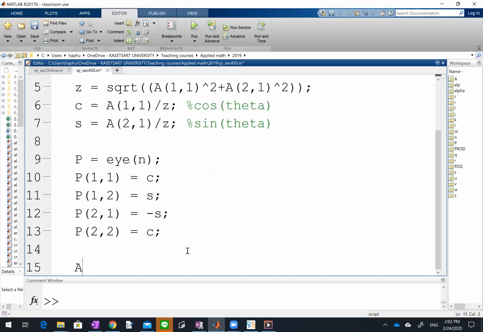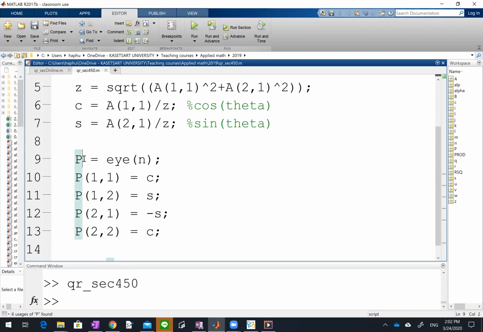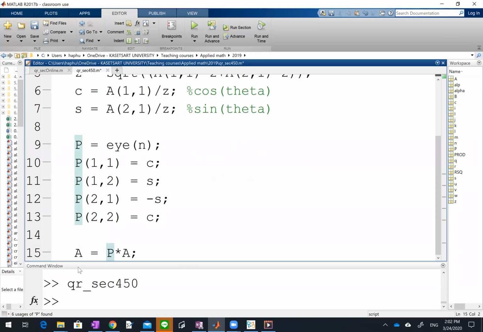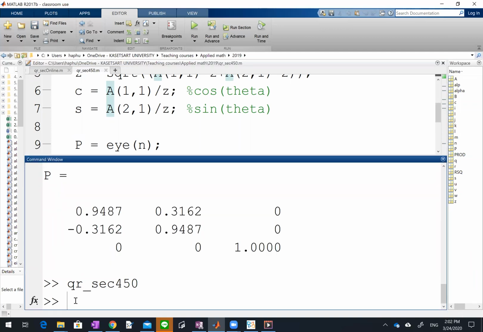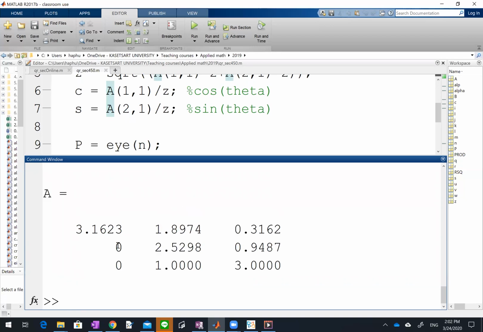Now, my new A is going to be P times A, okay? If I multiply by my P2, this is actually P2, but I don't want to use P2. I want to use the same name, P, for all the P's that I use, so I can make a loop here. But before I make a loop, let me show you. After multiplying P2 with the A, this is what I have.